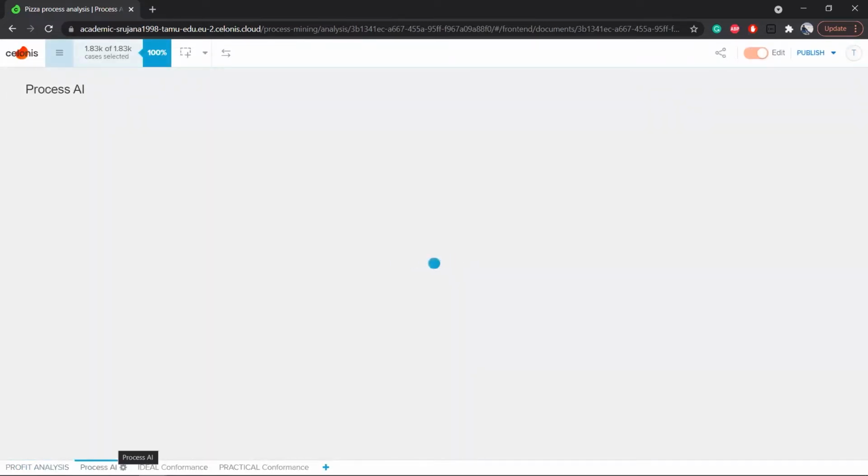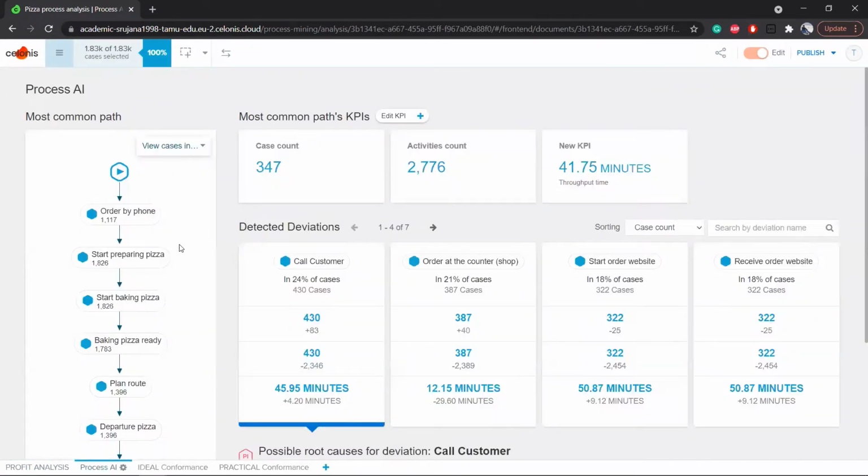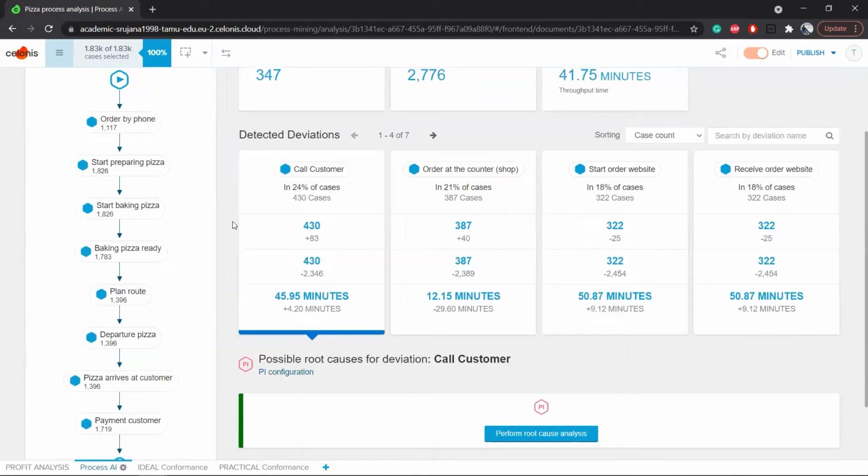All right, so the next thing we have is Process AI, where we have the simple process flow chart, and then we can look at the deviations. For example, what happens if there is a customer call in the process? That results in a plus 4 minute deviation.